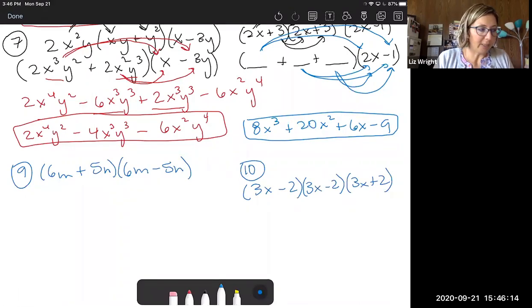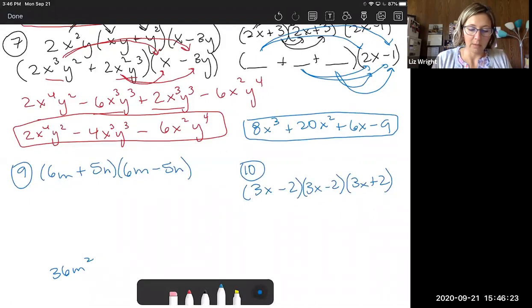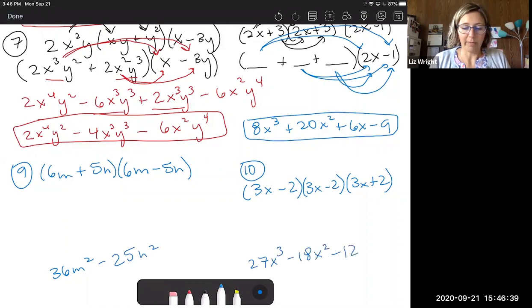Number 9, when you're finished with it, you should be getting 36m squared minus 25n squared. And then number 10, when you're done with it, should be 27x cubed minus 18x squared minus 12x plus 8. So I'd like for you to try those, and then I'm going to make note of that.